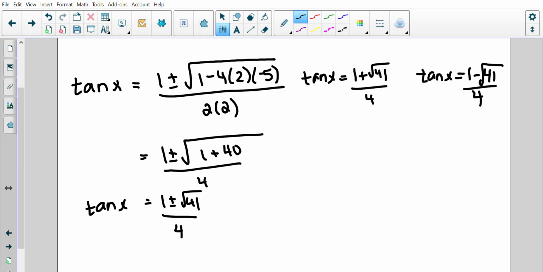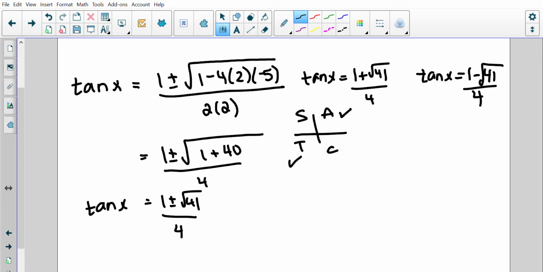Okay, now I think by inspection we can kind of tell that 1 plus root 41 all divided by 4, that's going to be a positive ratio. So when we go to do a smart trig class, we know we have to be in quads 1 and 3 for tangent.